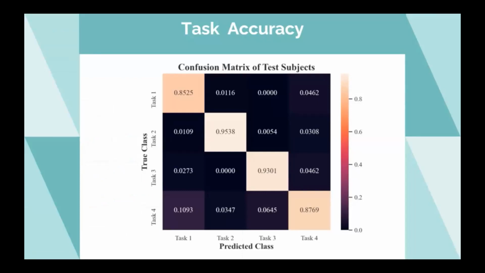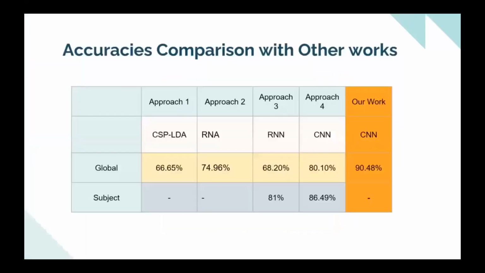Now, after figuring out the scouts, we tested our model to see accuracy per task with the EEG signals, and the resulting accuracies on the test set for each class range from 85% to 95%, with task 1 having an accuracy of 85.25%, task 2 having an accuracy of 95.38%, task 3 having an accuracy of 93.01%, and task 4 with an accuracy of 87.7%. So as you can see here, our model is able to detect the tasks really well.